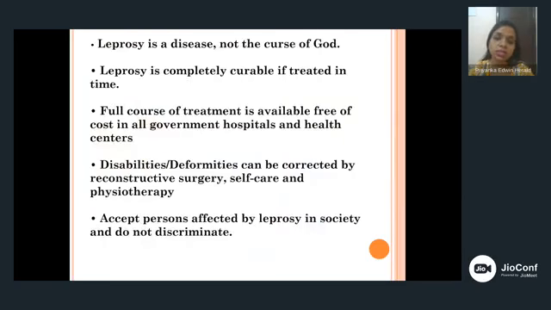And last but not the least, I would like to share these thoughts with all of you: leprosy is a disease. It is not the curse of God, which is still prevalent in our country. So please treat leprosy as a disease only, because leprosy is completely curable if treated in time, and the full course of treatment is available free of cost in all government hospitals and health centers. And disabilities and deformities can be corrected. If at all it happens in a leprosy patient, then it can be corrected by reconstructive surgery, self-care and physiotherapy.